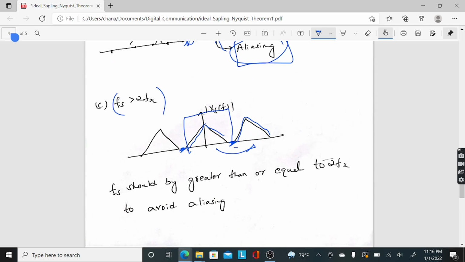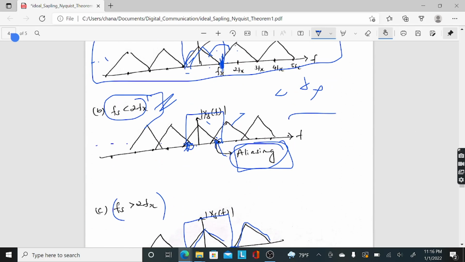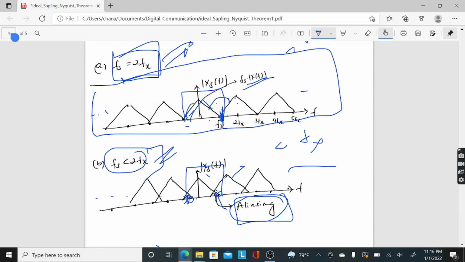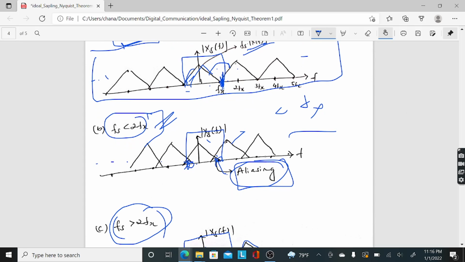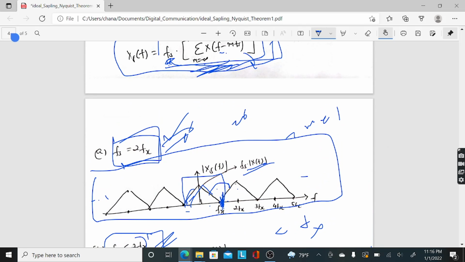Now before I end this video, just a quick comment. You might want to ask, why would I ever use a sampling frequency greater than 2fx? Obviously, when I use a higher sampling frequency, I have more samples, which means I need higher bandwidth. So why would I use this condition when fs equal to 2fx is enough?